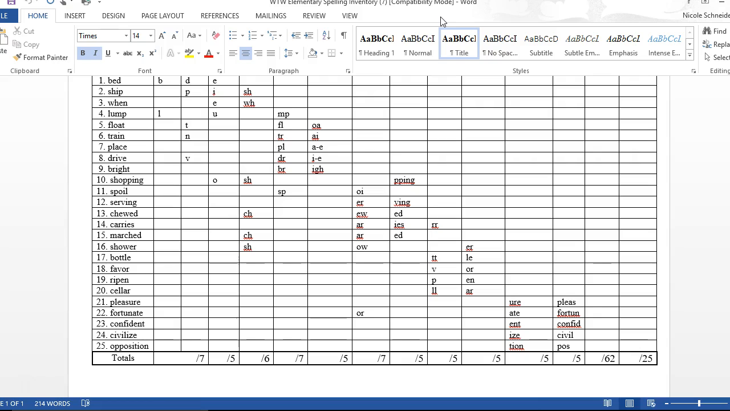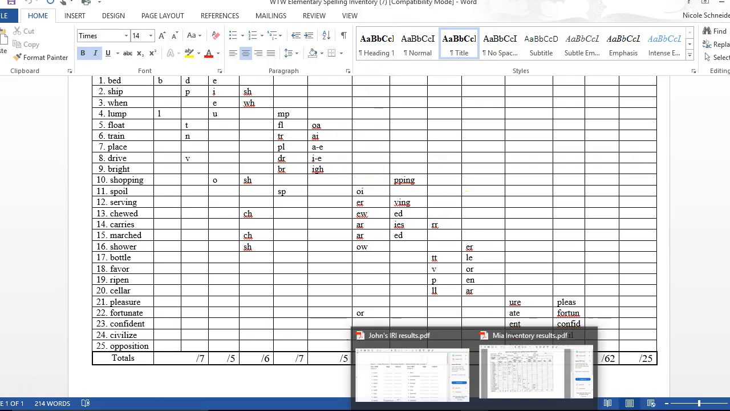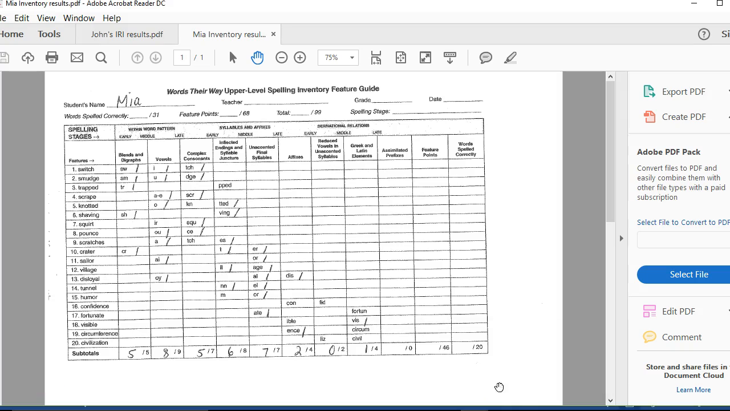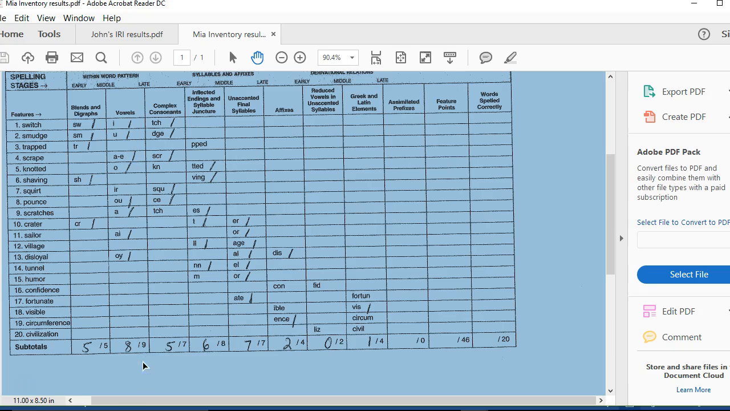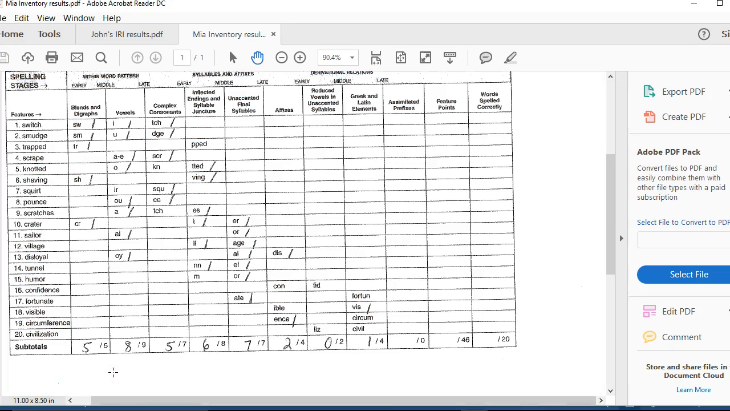So you just put a tally mark next to each of the spelling features that they got correct in the word. So I want to show you one that I graded. This one looks a little different because I gave it to a higher level student. So I did give her the upper level one, but it's the same idea. As you can see, you get just little tally marks next to each part they got right. Once you finish going through all the words, you can tally it up at the bottom. So you see blends and digraphs, they got 5 out of 5, then 8 out of 9. 5 out of 7, 6 out of 8.